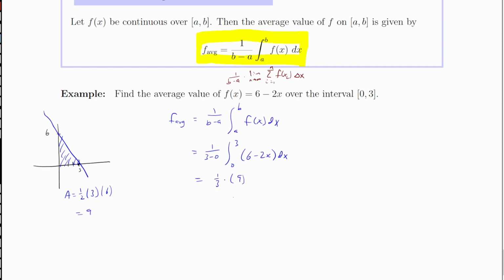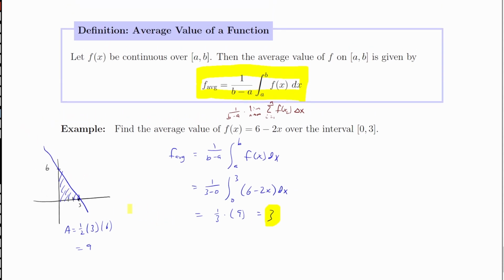And so I have 1/3 times 9, which gives me a 3. Okay, so that's saying that the average value of this function is 3 over this interval. Okay, that's it for section 5.2.